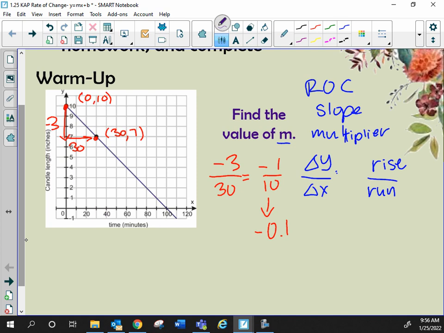Okay, let's do it from a table as well in case that is more of your speed. I'm going to take these coordinates and make a table out of them. I'm going to put x, I'm going to put y. I always like to go in increasing x order, but it really doesn't matter. So I'm going to put 0, 10, and then I'm going to put 30, 7. Let me scroll this down.